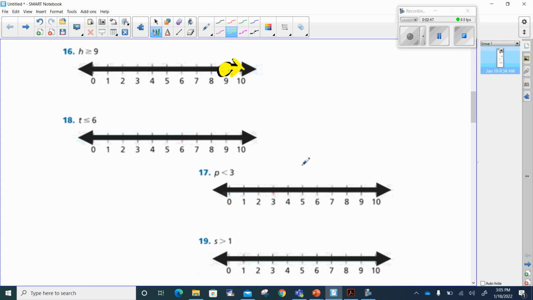Let's go to number 17. p is less than 3. I would go to 3. Since it does not include 3, there's not a less than or equal to here. I would make a circle around 3. And then since it's all the numbers less than 3, I would make my arrow pointed in this direction.